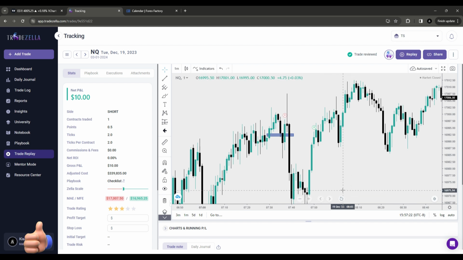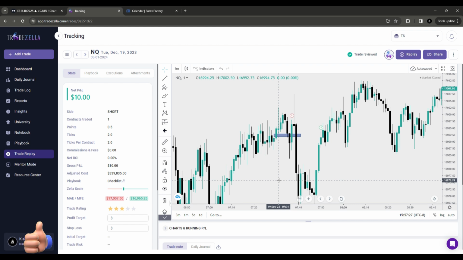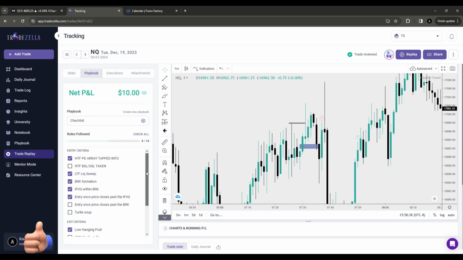We saw our model setup. So our model setup, all it is, it's going to be a breaker model, right? Now the breaker model is very simple. Here is the entry criteria.